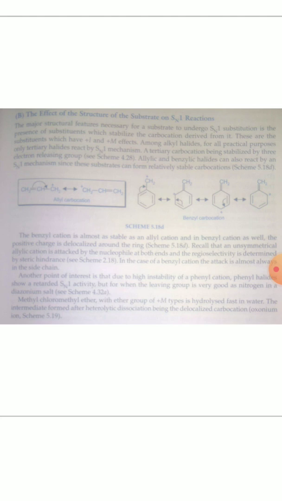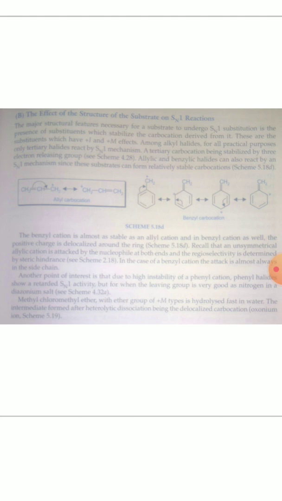Then the effect of the structure of the substrate on the SN1 reaction. What is the effect? Firstly, the major structural feature necessary for the substrate to undergo SN1 substitution is the presence of a substituent which stabilizes the carbocation. These are substituents which have plus I and plus M effect. Plus I is an inductive effect and plus M means plus mesomeric effect.